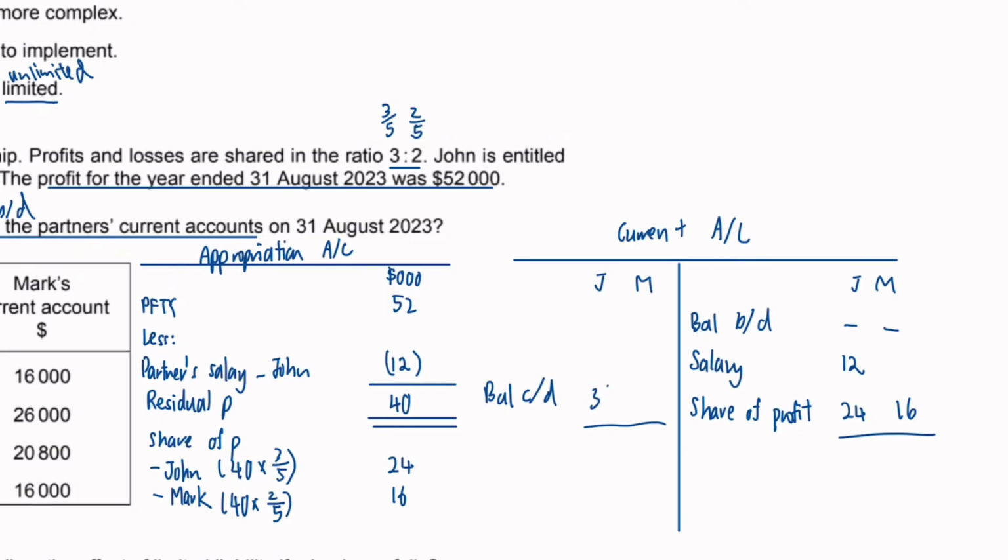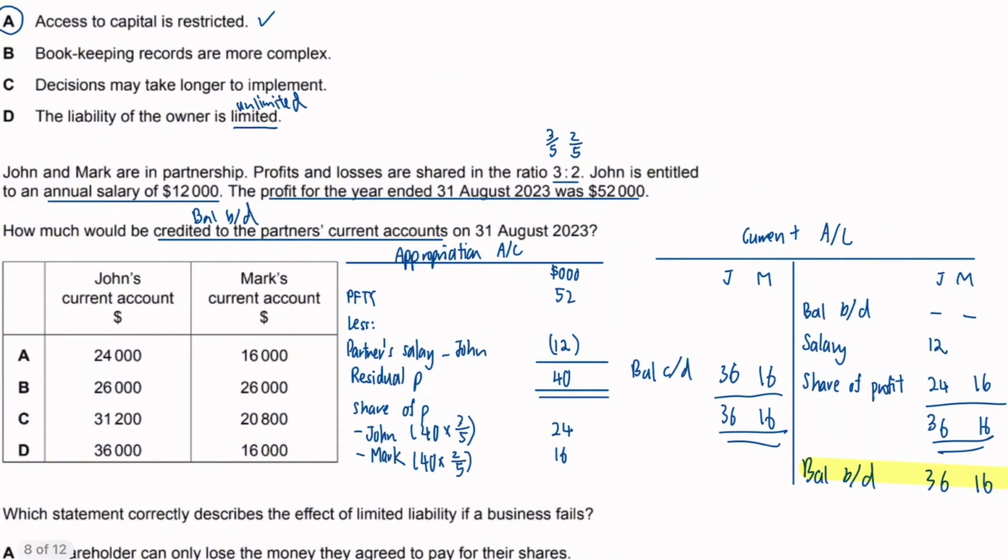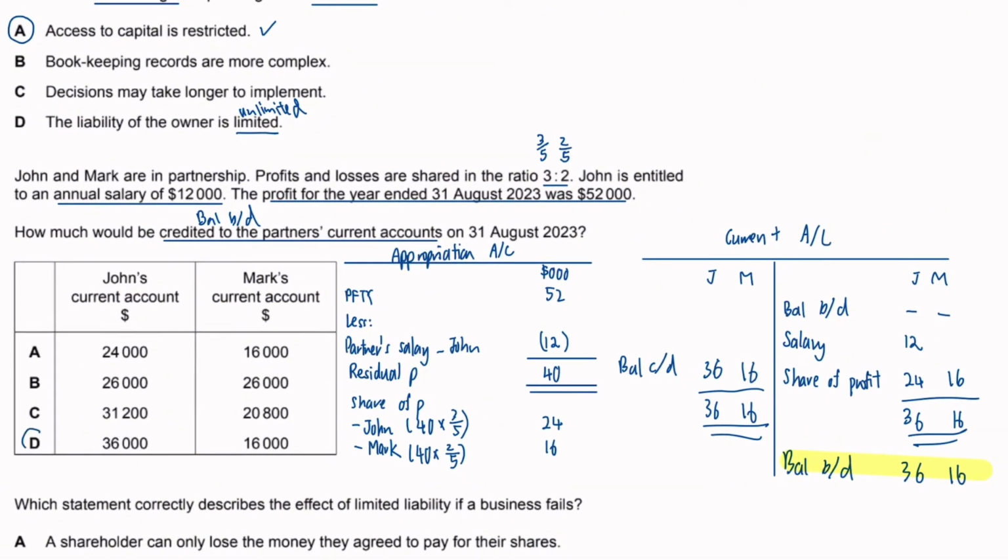Totals here's 36, here's 16. Okay, 36, 16. So we find it here. Okay, what they want is this balance BD. So this is the answer. Okay, let's see. Yep, so D is the correct answer.